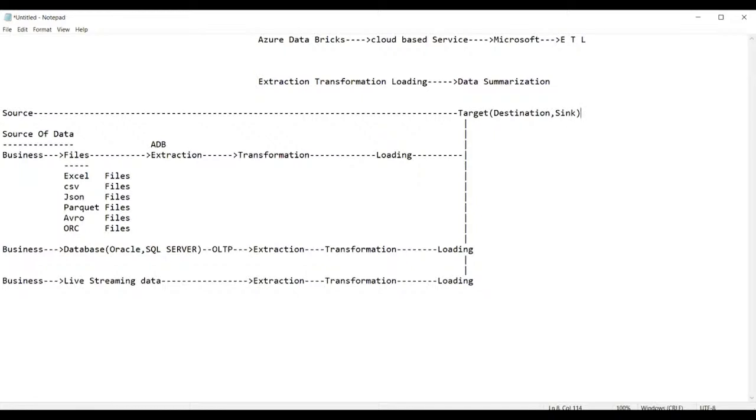This is how we get the data here. Ultimately, we get the data from various sources. And from these various sources, we extract the data, we transform the data, and we load the data into the target. All of this, extraction, transformation, and loading, will be done by using a service. ADB is one service. Likewise, ADF is another service, and Synapse is another service. These are the various services we can use. This is how exactly things work.